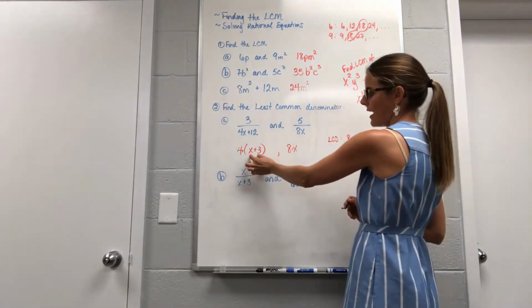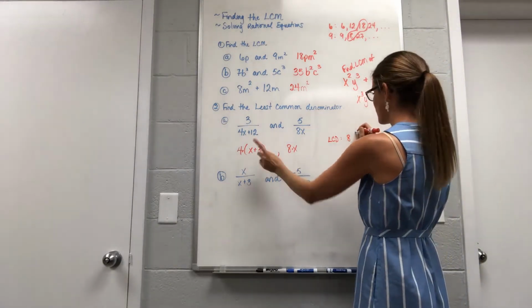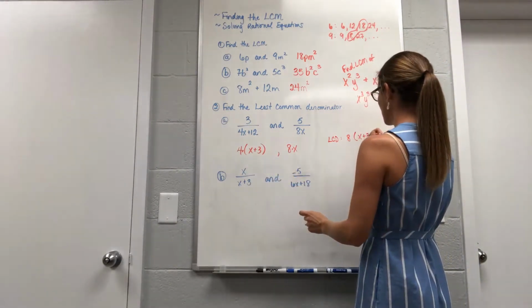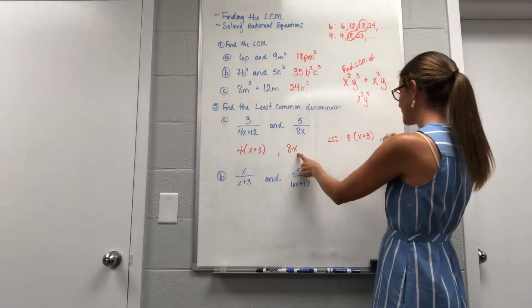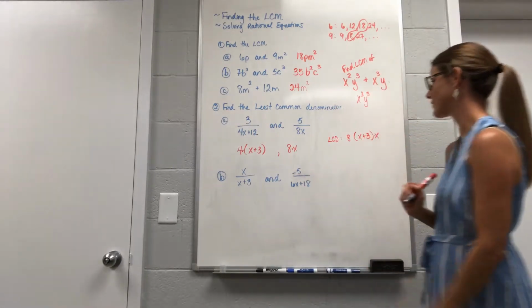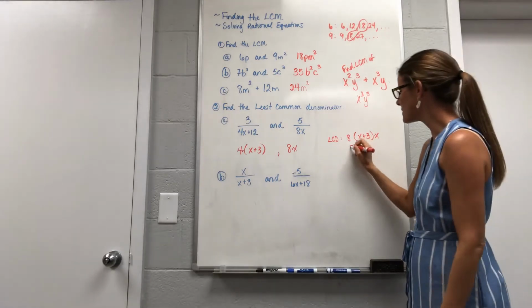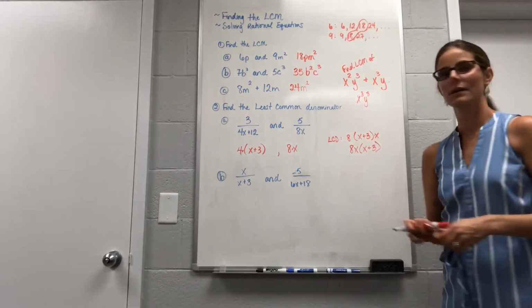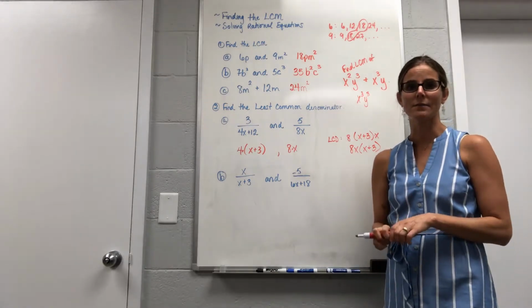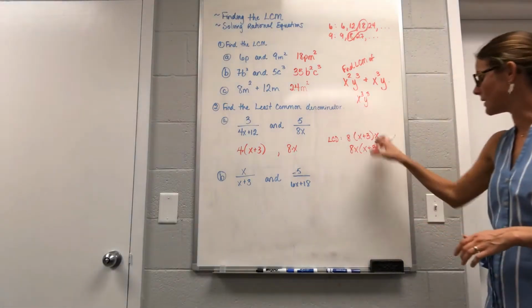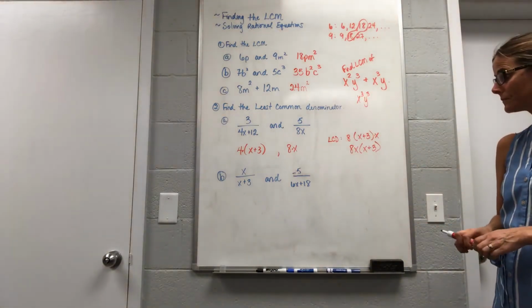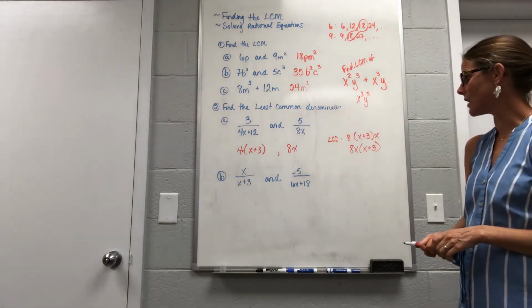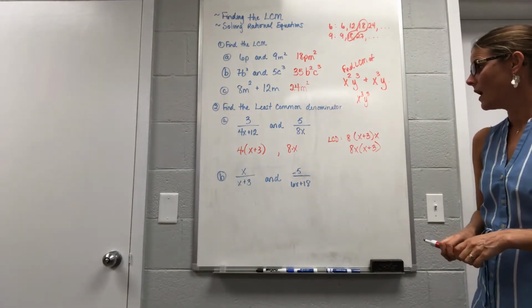So the other factor I have is x plus 3. It occurs once, so I'll take it once as a factor, and then I have an x. It occurs once, so I'll take it as a factor. So that is your answer. Usually we would see it written as 8x in this order, but it doesn't have to be. Either of those are equivalent. All right, so that is the LCD of that one.